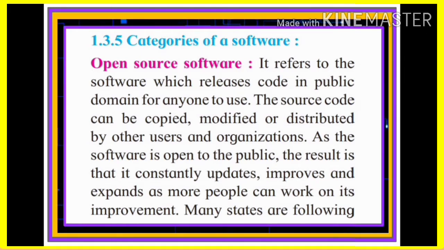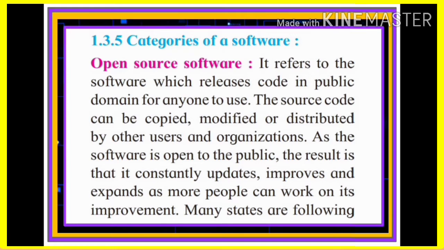So, open source software is freely available for all. As the software is open to the public, the result is that it is constantly updated, improved, and expanded as more people can work on its improvement. Means open source software is constantly updated and improved. As the source code is freely available, you can copy it, modify it, or distribute it among the users or in the organization. It is free for all.